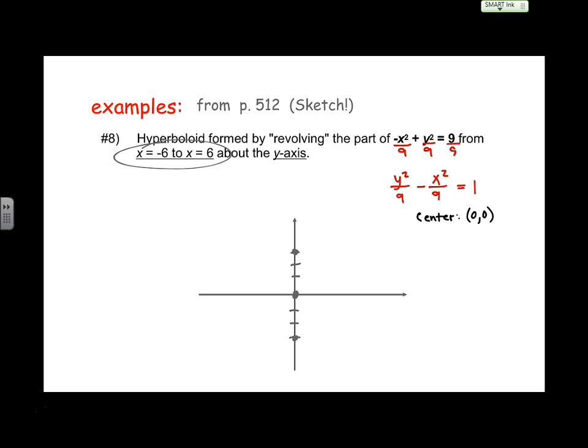At 3 and negative 3, but if we wanted to write them out, just to review section 10.4, we could. Our vertices would be 0, 3, and 0, negative 3. What else do we define for hyperbolas? Foci? No, we're just graphing, we don't need foci. Asymptotes. Don't asymptotes show us how wide or how narrow our hyperbola needs to go?